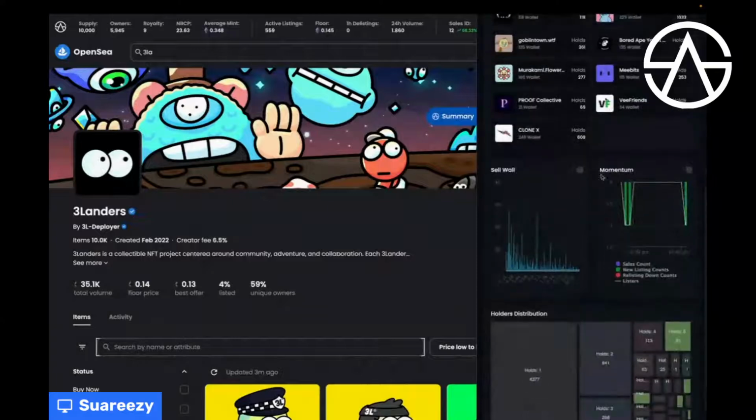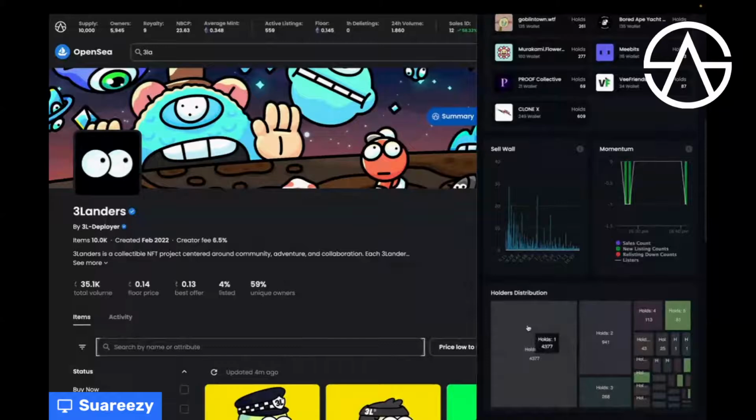And if we actually go down as well, we get a quick breakdown on sell walls to kind of see how thin our walls are to a certain price points. Then we have our momentum chart, which is going to give us a quick momentum feed of seeing how many listings and sales are actually going on at this point. So this is probably going to be a little more useful on something that's getting a little more sales at this point.